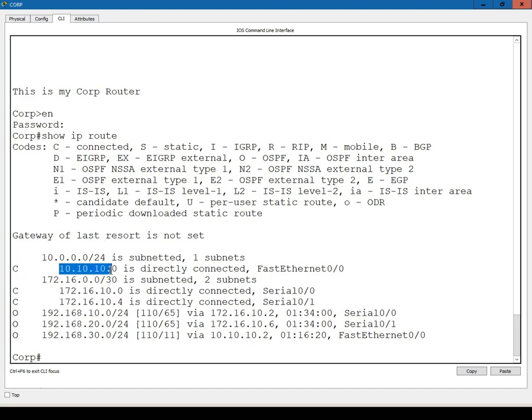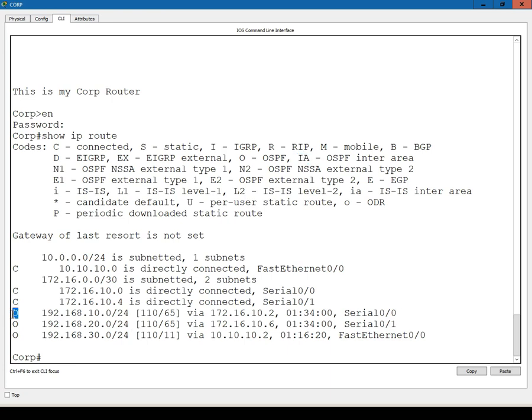So the 10.10 network is directly connected. The 172.16.10 network is directly connected. And here is an IP address, which is on that. It's going to be the IP address of the NIC. And then O is going to be OSPF, and up here you can see the abbreviations and what they stand for. C is connected, S static, I IGRP, R RIP, mobile, BGP, D is EIGRP, EX is external, and then OSPF inter-area OSPF is the IA.